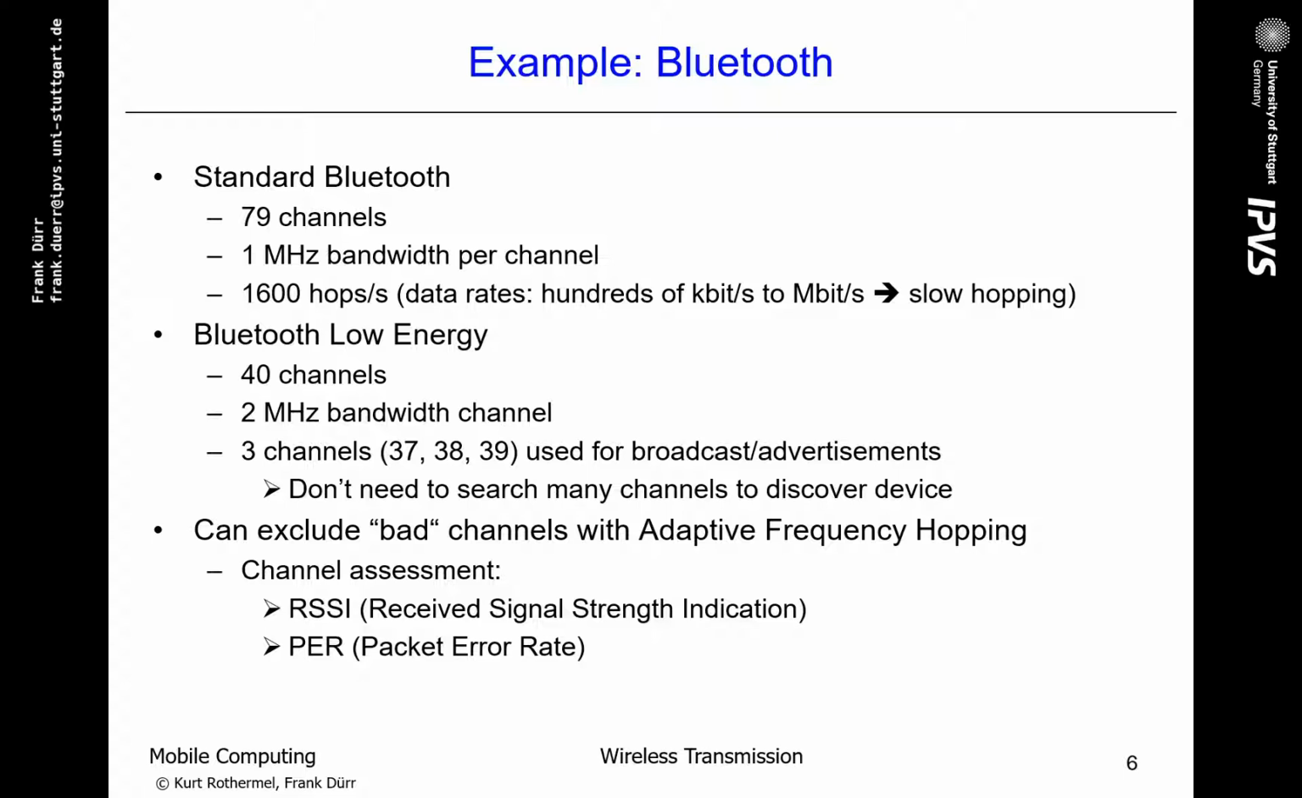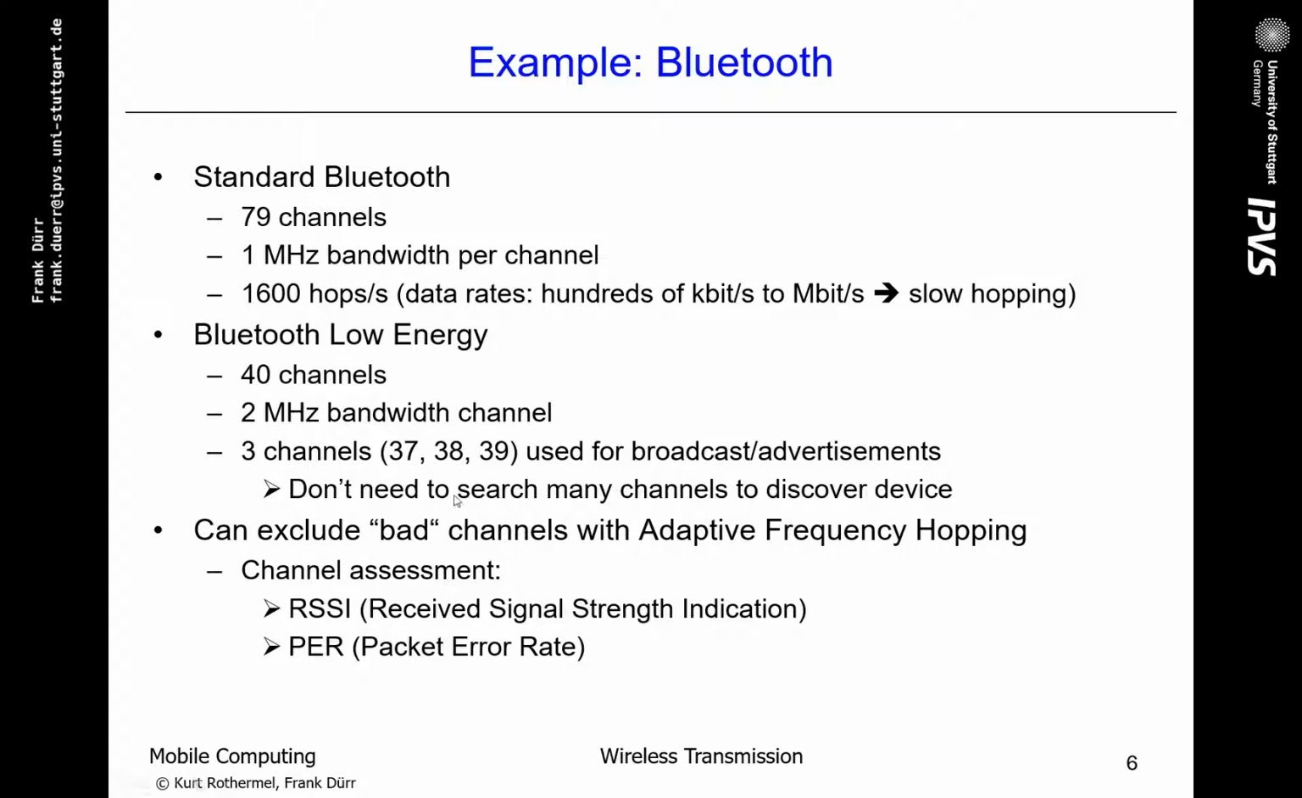So in order to increase the chance that the receiver sees the advertisements of the sender, in Bluetooth Low Energy we only use 3 channels for advertisements. The channel number 37, 38, and 39. That means the receiver side doesn't need to search so many channels to discover a certain Bluetooth Low Energy device, like a fitness tracker or a temperature sensor or whatever.